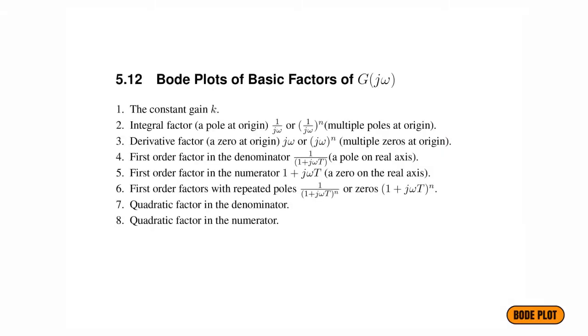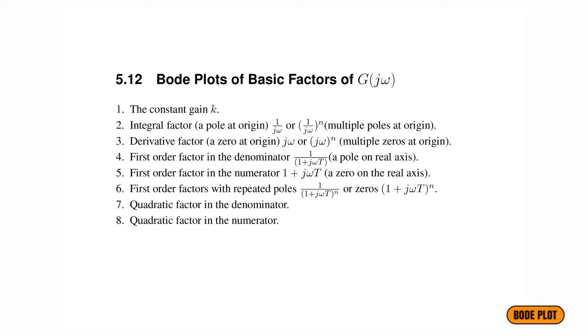First we have to see the Bode plot for each factor. What are the factors it may contain? The constant K may be there. The integral factor: a pole at the origin means an S factor in the denominator. Suppose S square is in the denominator, that means two poles at origin. What is the Bode plot for that? The derivative factor is S in the numerator. What is the Bode plot for that? Also S square or S cube, S power n in the numerator. What is the Bode plot for that?